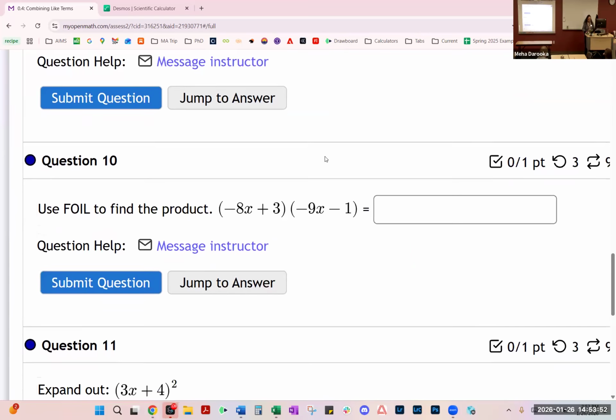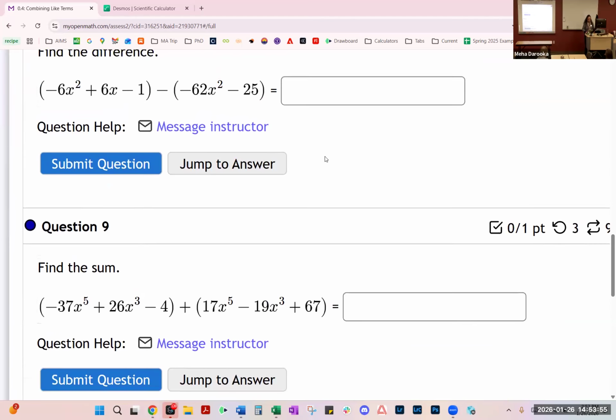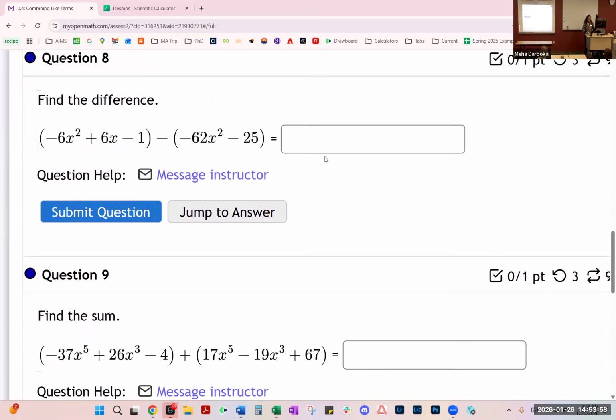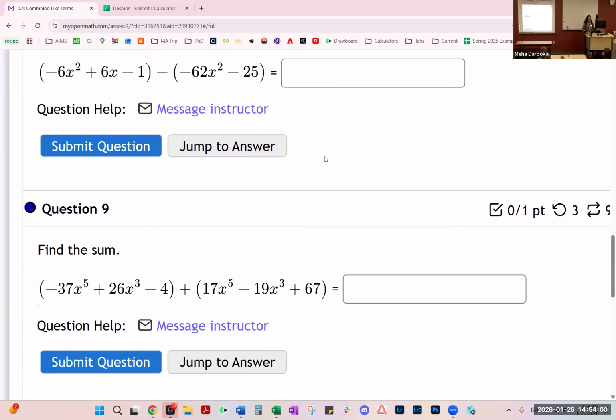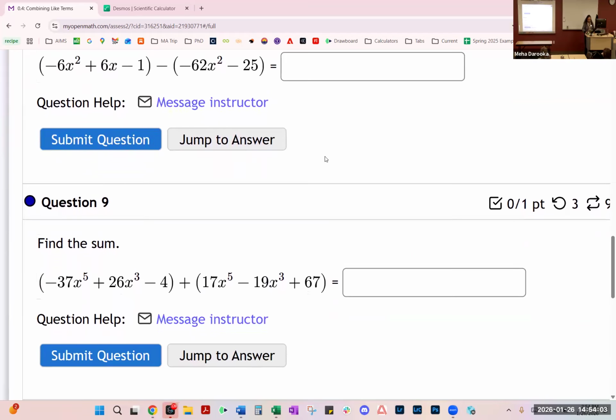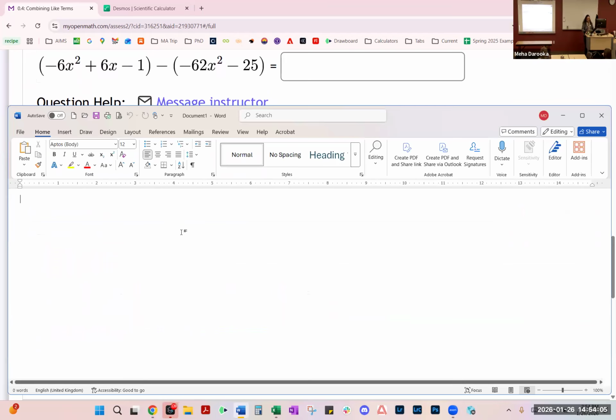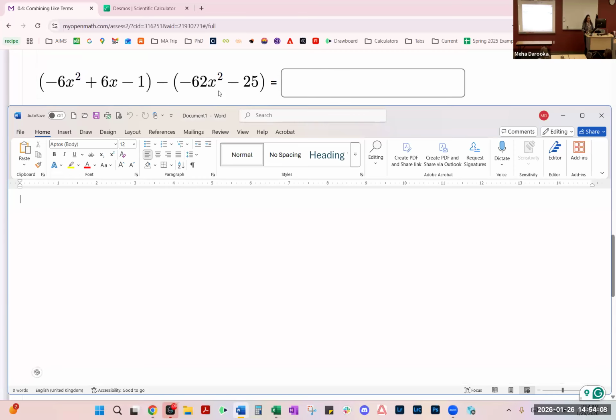Find the difference, find the sum, FOIL. Let's do the difference because there's something I want to do in terms of finding the difference here. So obviously, you can see we have parentheses with the expression -6x squared plus 6x minus 1. And then we have minus because we're subtracting the two expressions. And then the second expression is minus 62x squared minus 25.